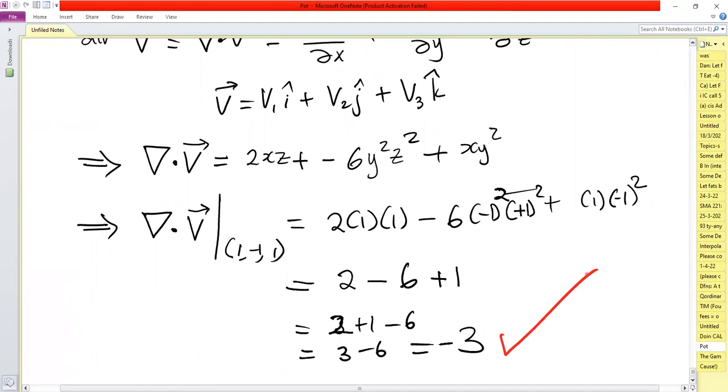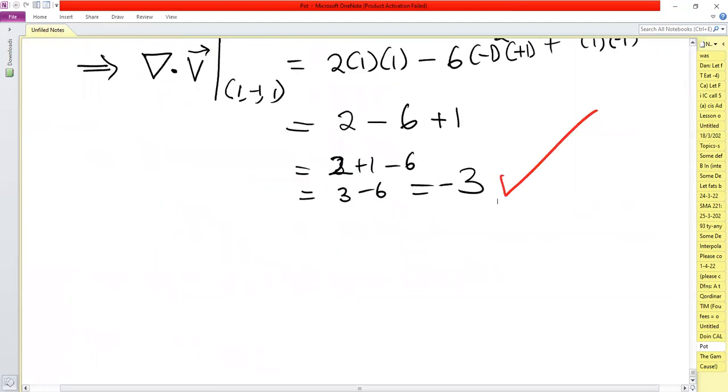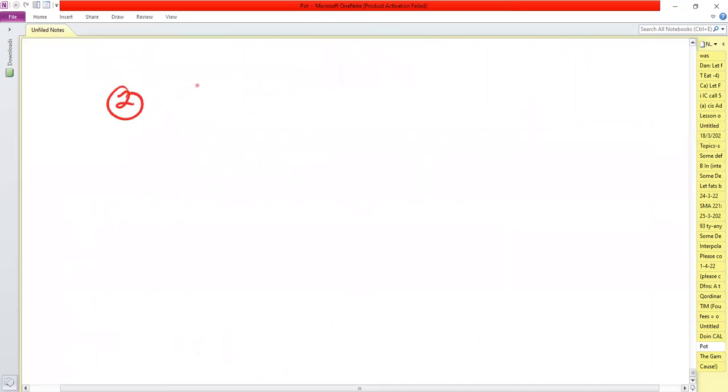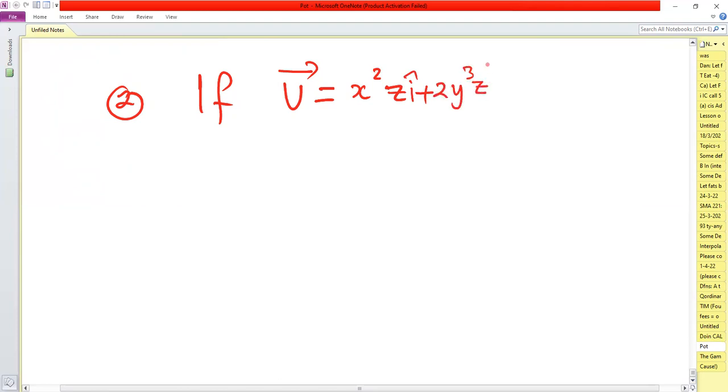And then problem 2, if we have vector V given by x squared z i plus 2y cubed z squared j, and then plus x y z squared k, find divergence of V.